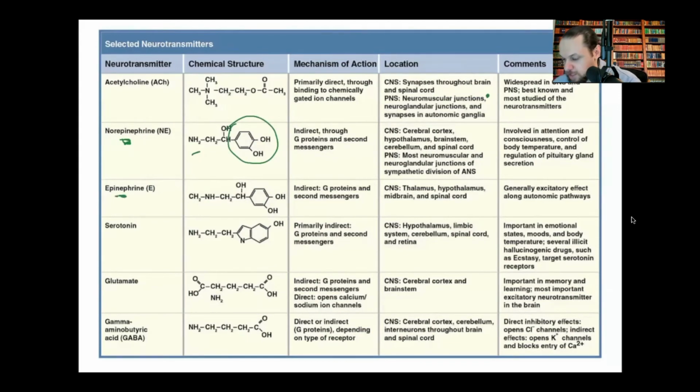Epinephrine is secreted by the adrenal medulla. Remember I talked about the synapses to the gland cells. So the neuron that synapses to the adrenal medulla is going to secrete epinephrine.